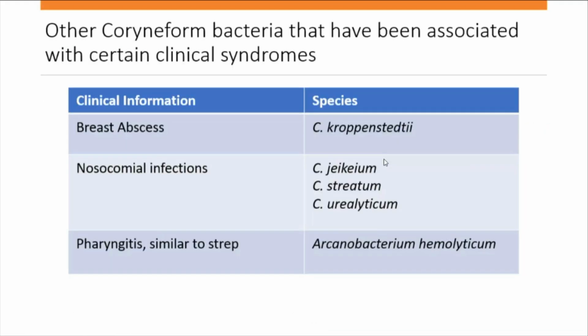And then other coryneform bacteria have also been associated with certain clinical syndromes, sort of like the coag-negative staph. Usually it's a contaminant, but sometimes there are certain species that have these associations. So a breast abscess with Corynebacterium kroppenstedtii, I don't know how to pronounce that, but we have had one at Tampa General where it grew from a breast culture, someone who had an abscess. These have been associated with nosocomial infections, so of course may still be contaminants. And Arcanobacterium can cause a similar pharyngitis to strep.